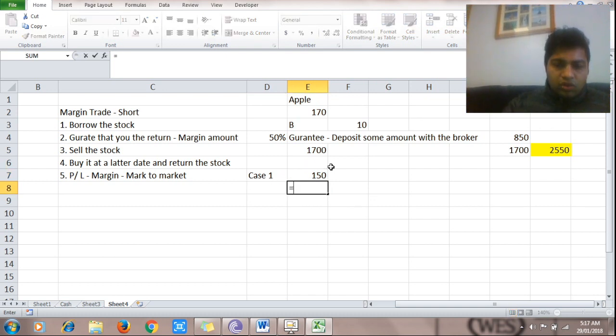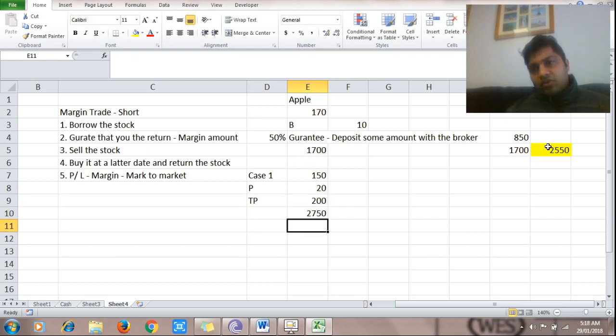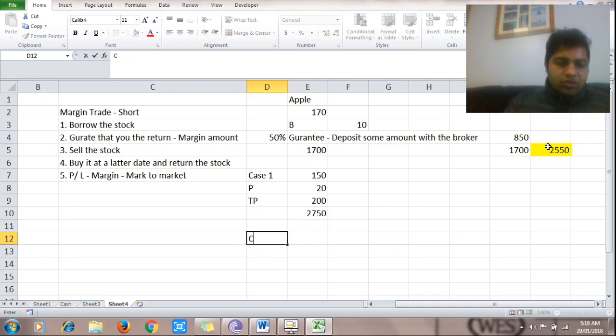The difference is your gain. You sold it at 170, now you're buying at 150, so $20 per stock multiplied by 10. Your profit per share is 20, and your total profit is $200. This will reflect in the margin amount, so your margin amount will show 2750. Okay. Case 2.